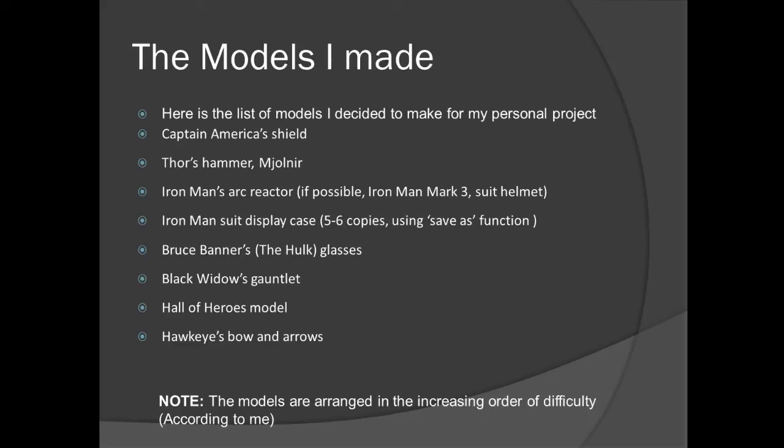I also made an Iron Man suit display case, and I made 5-6 copies of that using the save as function. I also made Dr. Bruce Banner's glasses, Black Widow's Bite gauntlet, and a Hall of Heroes model, which would be the place where I display all my models. So I'm displaying all my models inside that model, and then there's Hawkeye's bow and arrows. The order these models are arranged in is the increasing order of their difficulty.